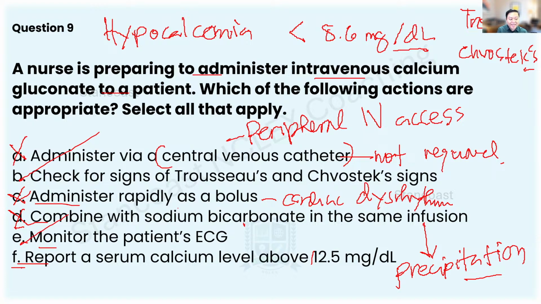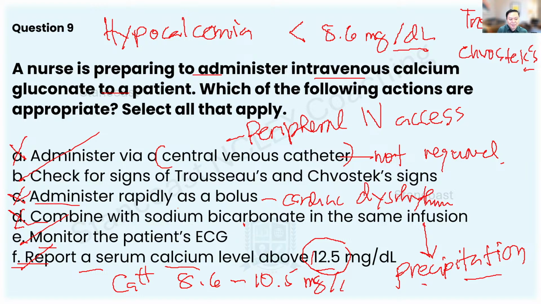If you had answered letter F, report a serum calcium level above 12.5. We know that 12.5 is already elevated, right? This is already a hypercalcemic level. So again, that is another nursing action that you should be doing. Guys, please take note. I'm using the Lippincott range of the calcium level. Normally, the calcium should be in this range, 8.6 to about 10.5 milligrams per dL. So that should be the safe range.